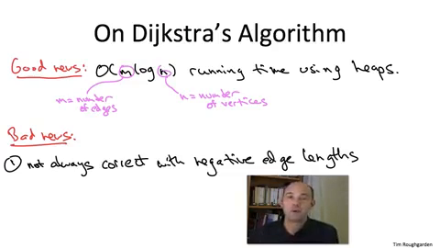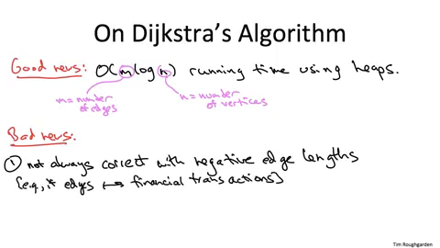Imagine you were managing a bunch of financial assets, for example, and you were modeling a single transaction as an edge in a network that takes you from one particular inventory to another. When you sell stuff, that might generate positive revenue and correspond to a positive edge length. But when you buy stuff, then of course you have to spend money, and that can correspond to a negative edge length.